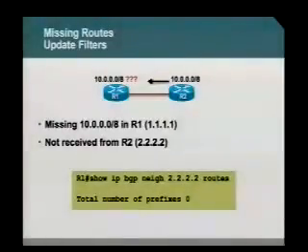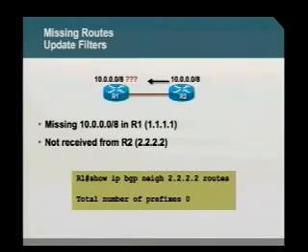For example, we're missing network 10/8 in R1. R2 is announcing network 10/8, for example, but R1's not seeing it. What's happening? We're not looking at route reflectors or anything like that. Here it's just a simple update. An update is missing from R1.